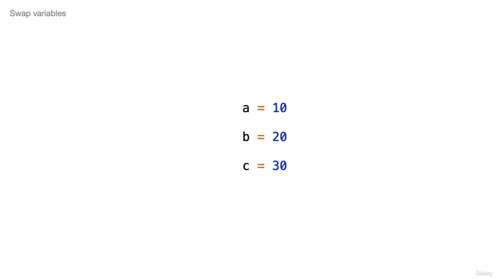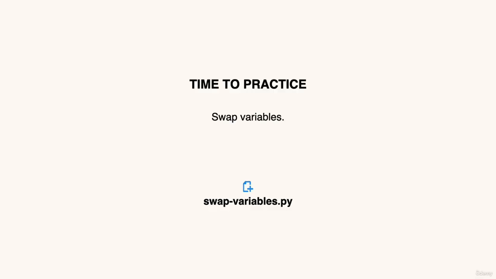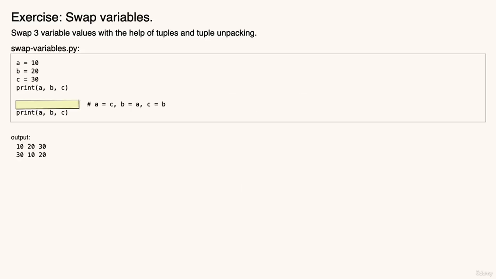Swapping variables can be done with more than 2 variables. Look at these 3 variables. What if all the values need to be shifted like this? You can do this too with tuples. Let's practice swapping variables. Fill out the missing code. Pause the video and resume when you're done. And here is the solution.